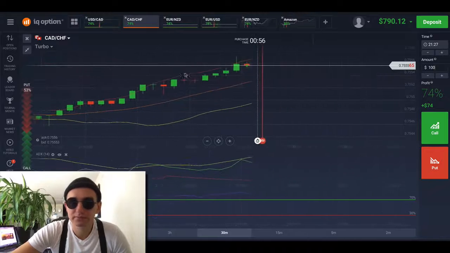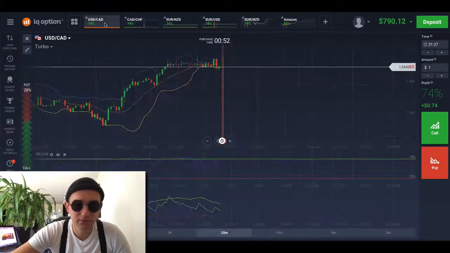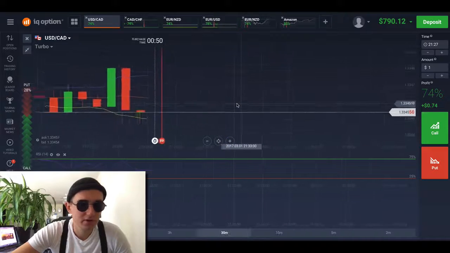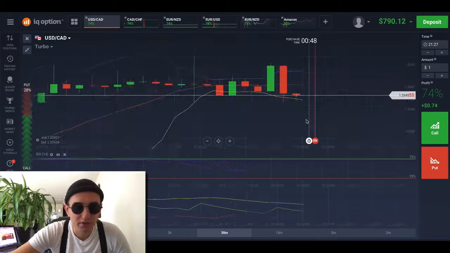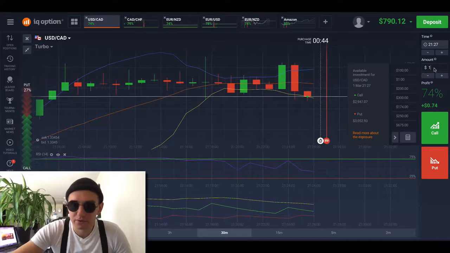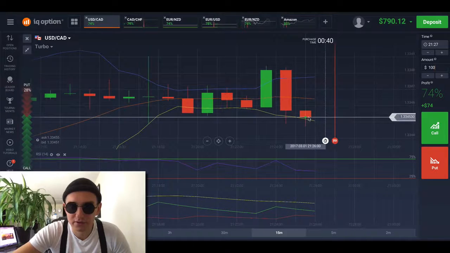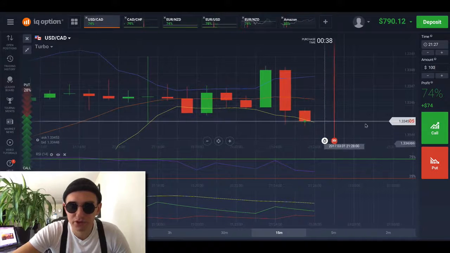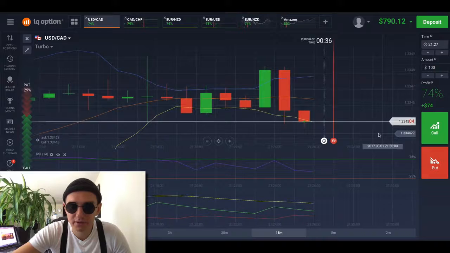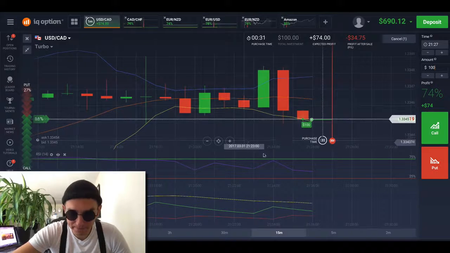it was a good decision. Let's check the other ones. Okay, this one might be good as well. Let's wait until we breach the lower band and go for a call stake.